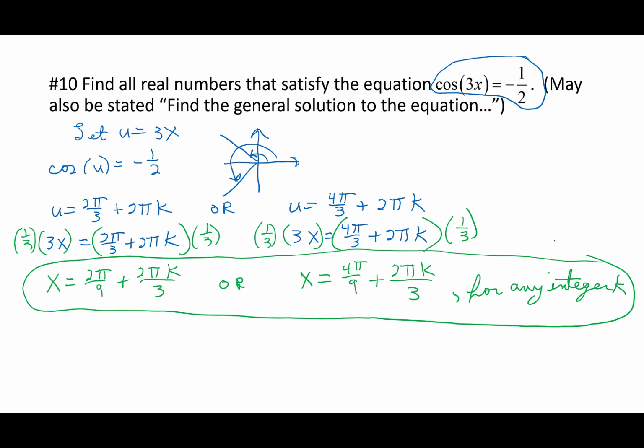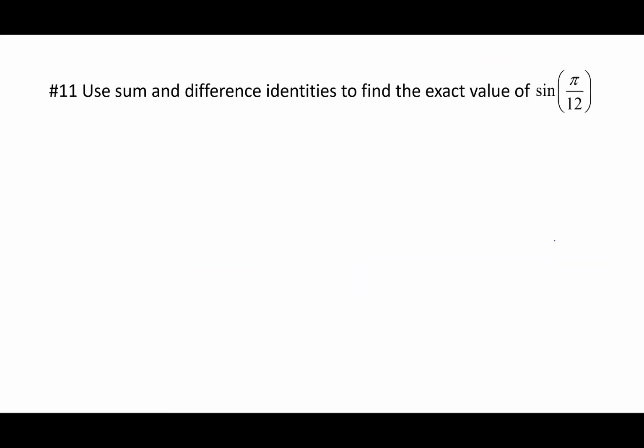And let's move on then to number 11. In number 11, we use the sum and difference identities to find the exact value of sine of pi over 12. And I'm just going to warn you, if it says use sum and difference identities, make sure that's how you solve this. If you would be told to use a half angle identity, which you could definitely do here, use a half angle identity because you'll get answers that look a little bit different using those two different methods.